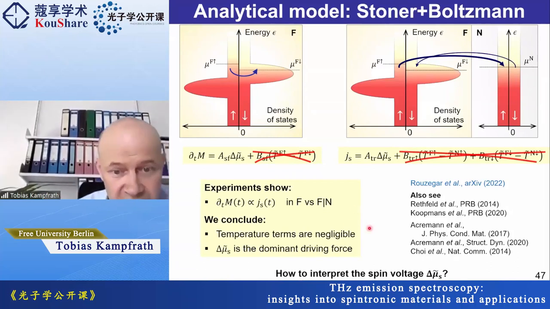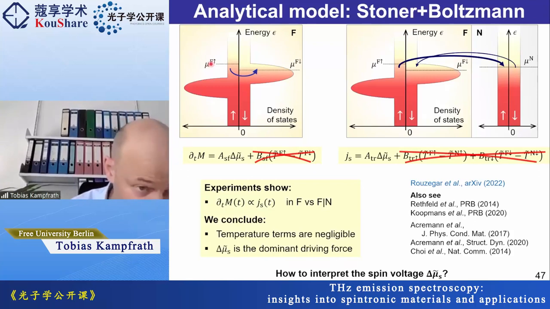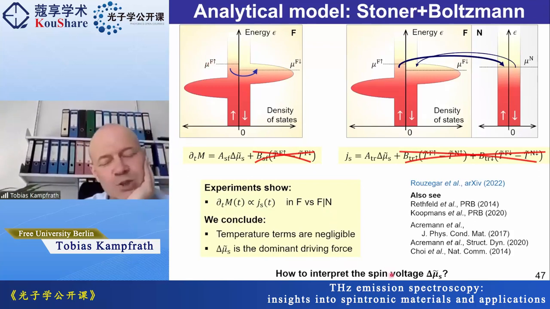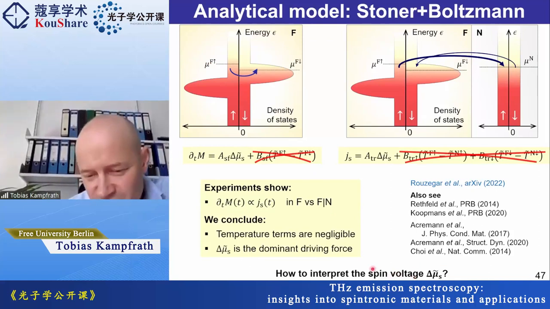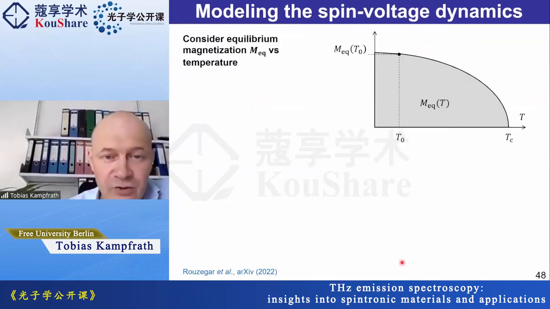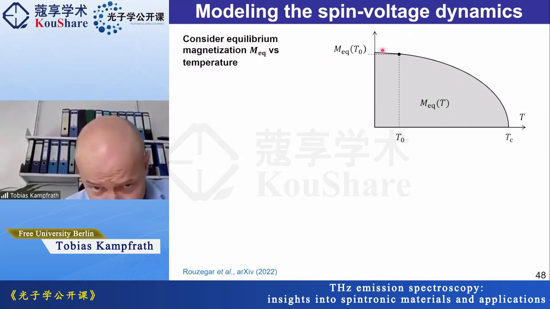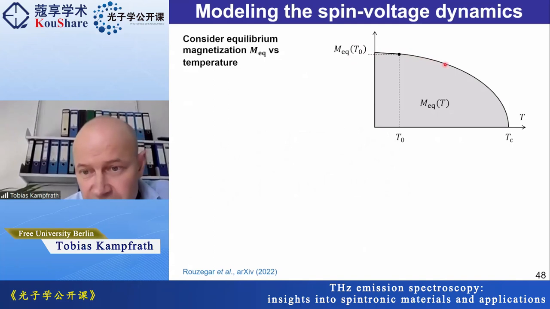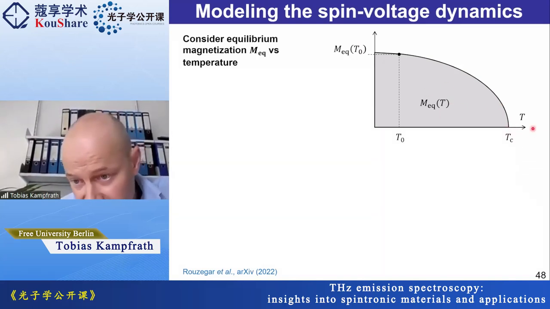Okay, and this is the first important conclusion here. The dynamics of the spin transport and the ultrafast demagnetization are simply driven by the spin voltage, the difference of the chemical potential of spin up and spin down electrons. And I should mention that there's an even more intuitive interpretation of this spin voltage, which I would like to show here. For this purpose, let's consider the magnetization of a ferromagnet as a function of temperature. This is the equilibrium magnetization of iron, for example. As we increase the temperature, the magnetization approaches zero at the Curie temperature. And here we get a phase transition from a ferromagnet into a paramagnetic material.